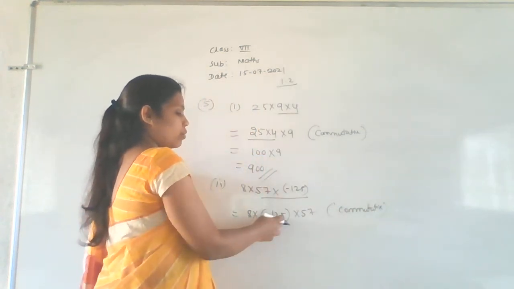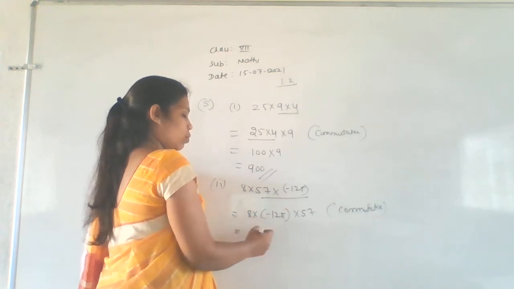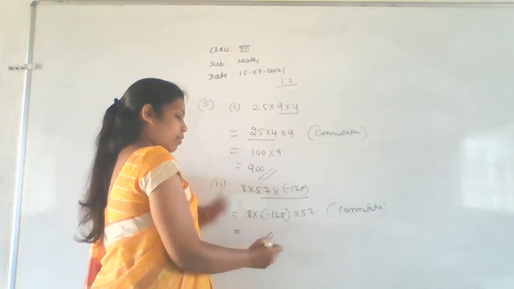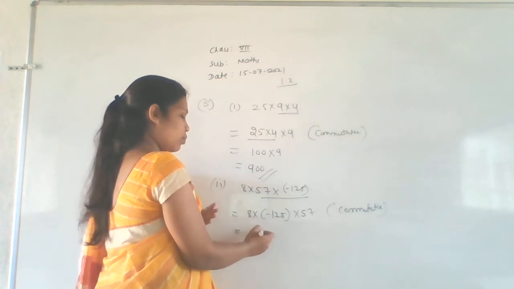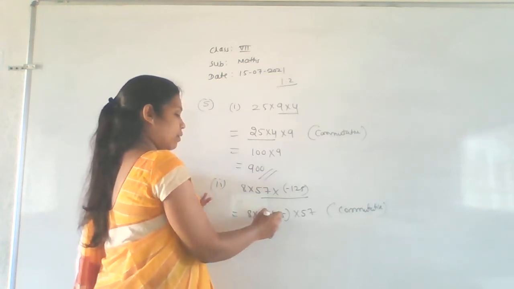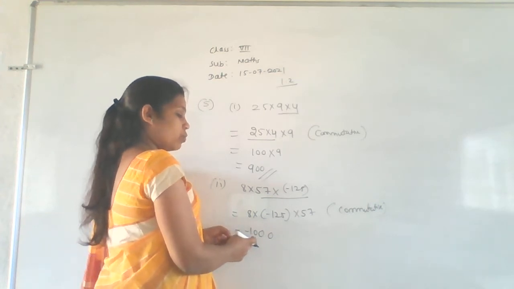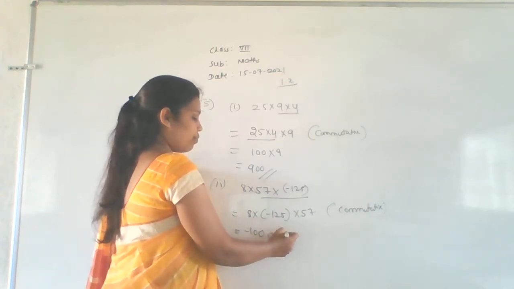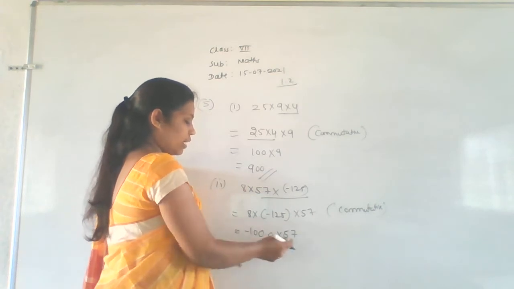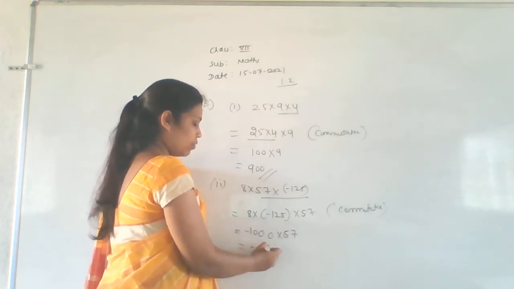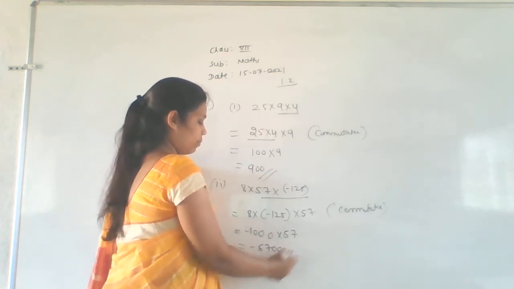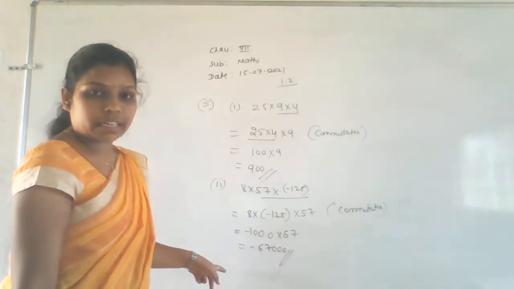So 8 into minus 125 is what? What is the value? 8 5 is 40, 4 carry. It is 16. 16 plus 4 is 20, 2 carry. 8 plus 2 is 10. So here we got a minus 1000, right? So into 57. So 57 into minus 1000 is minus 57,000. We can write easily. Understanding what I am saying here?